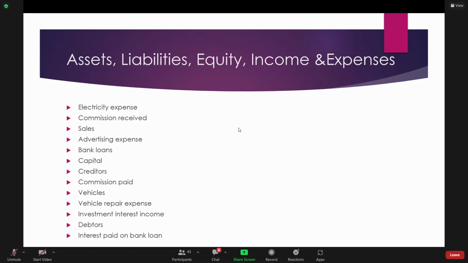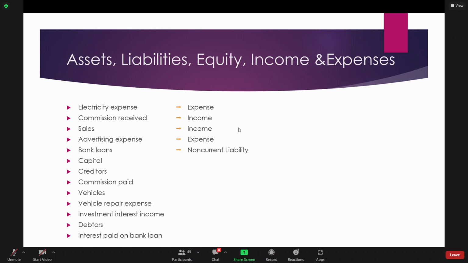First one, electricity expense. What is the type? You can unmute and say. Expense. It's an expense. Fantastic. Then commission received. Income. There has to be one, right? Okay, income. Sales. Income. Advertising expense. Expense. Bank loan.